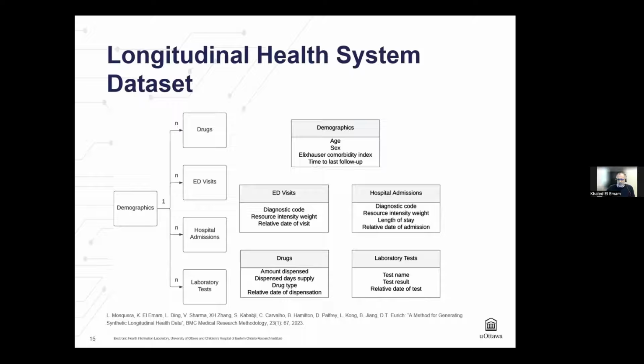Here we looked at a different study done with our colleagues at the University of Alberta. The objective was to look at different outcomes for individuals in Alberta who were using opioids. The data set that we used to train a generative model was for about 100,000 individuals. It's a longitudinal data set over 7 years, with demographics, and then we had drugs, ED visits, hospital admissions, and lab tests.